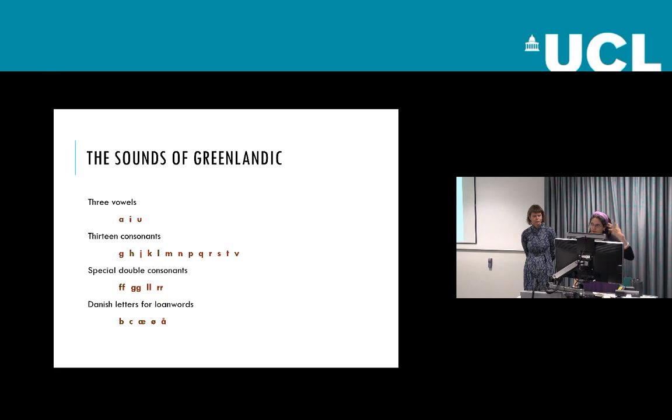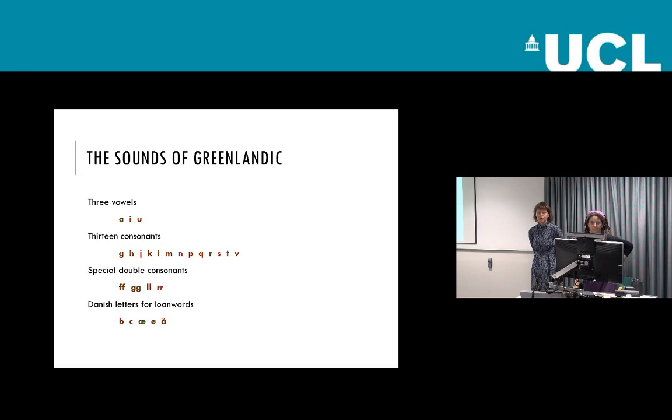So the consonants are g, h, y, k, l, m, n, p. This one, if any of you are familiar with Arabic, it's the same sound as qaf in Arabic, so qa, qa, or qof in Hebrew. R, s, t, and v.